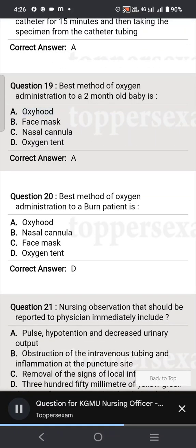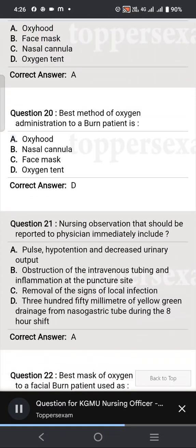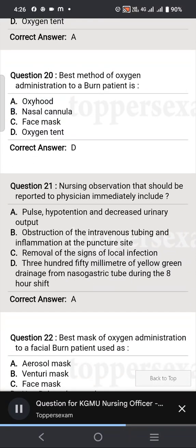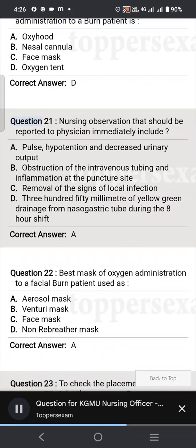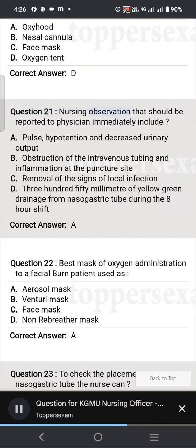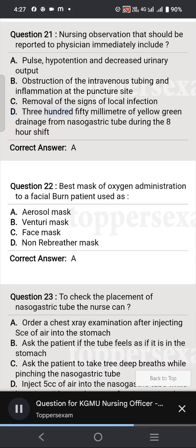A. Oxyhood. B. Face mask. A. Oxyhood. B. Nasal cannula. Question 21. Nursing observations that should be reported to the physician immediately include: A. Pulse, hypotension and decreased urinary output. B. Obstruction of the intravenous tubing and inflammation at the puncture site. D. 350 ml of yellow-green drainage from nasogastric tube during the 8-hour shift.